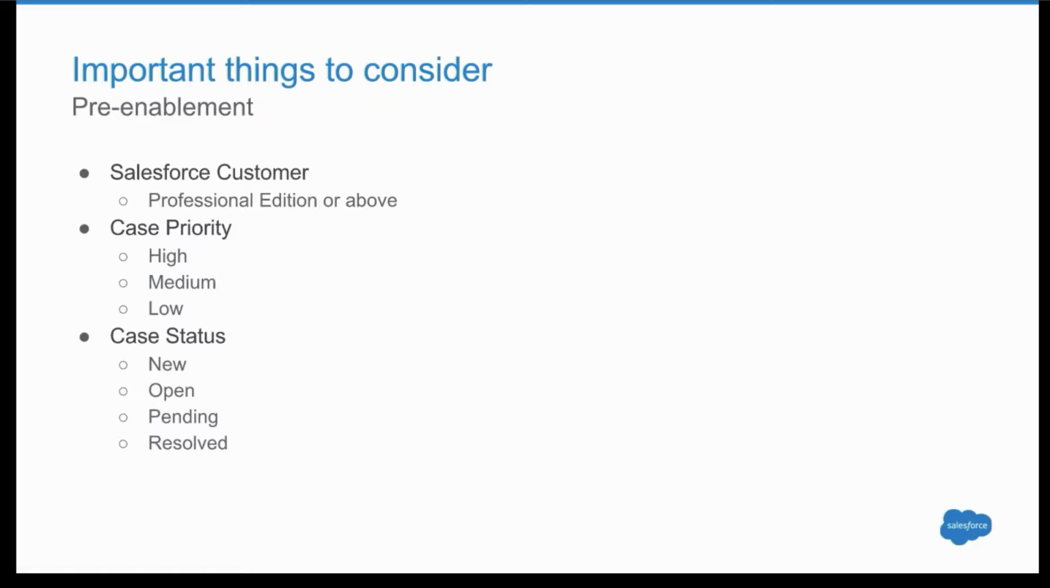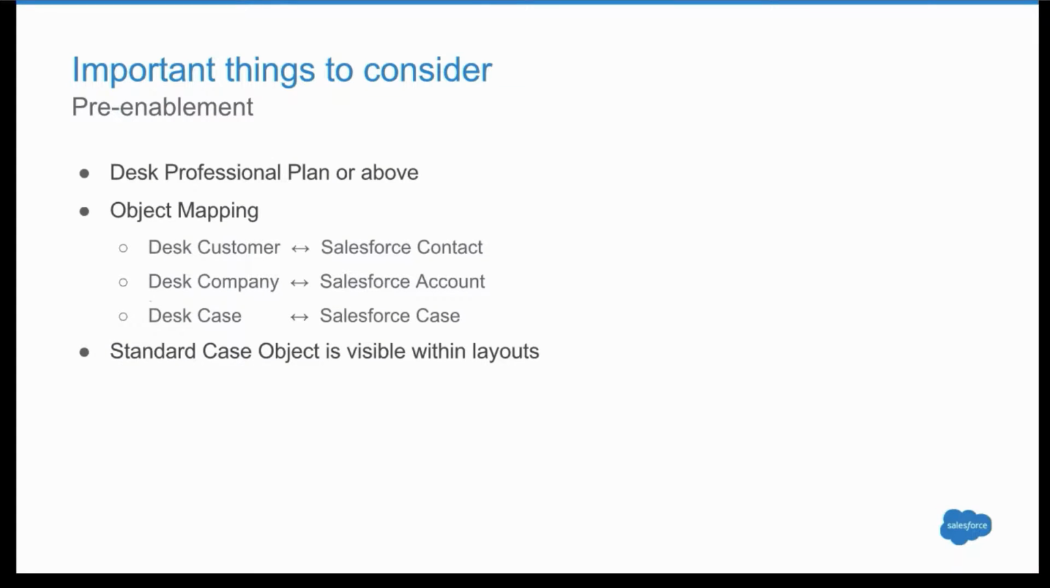Then the other field in Salesforce that we're going to check is the case status. As a Salesforce system administrator, we need to go into Setup and make sure that the case priority and the case status have the correct values. Now for status, it's going to be new, open, pending, resolved, and also closed. Then on the Desk side, we want to make sure that you're a professional plan or above, in addition to being a Salesforce professional plan or above.